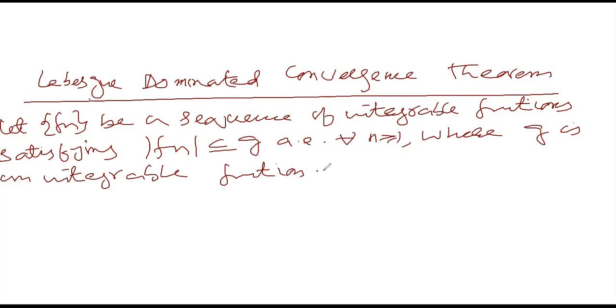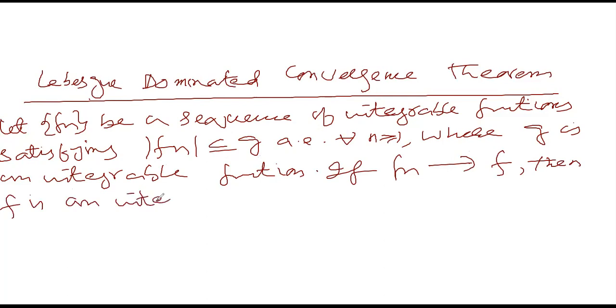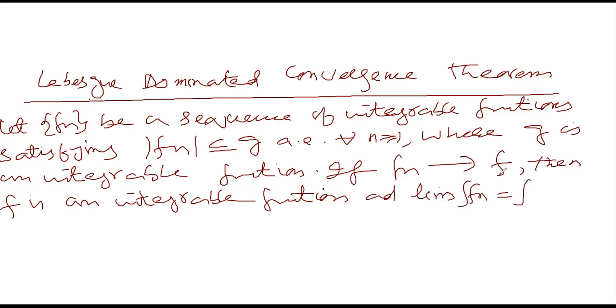Now if fn is not necessarily monotonic increasing, and its limit is f, then the theorem states that f is an integrable function, and the limit of the integral of fn is equal to the integral of the limit of fn, which is f. So the integral of f is equal to the limit of the integral of fn, or you can say the limit of the integral of fn is equal to the integral of the limit of fn.